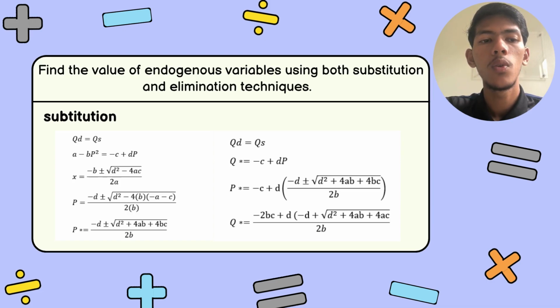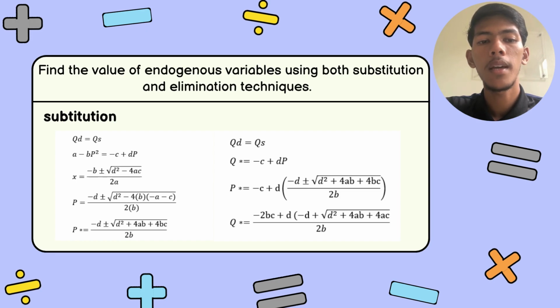And then we make a solution for P star negative D plus minus square root of D squared plus 4AB plus 4BC per 2B. And then for Q star negative C plus DP. For P star, we include that negative C plus D.